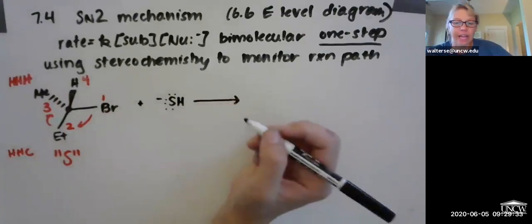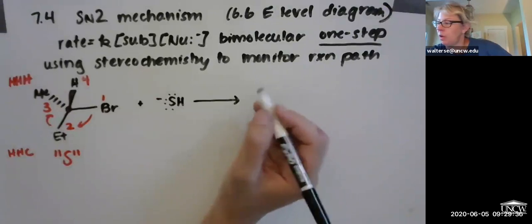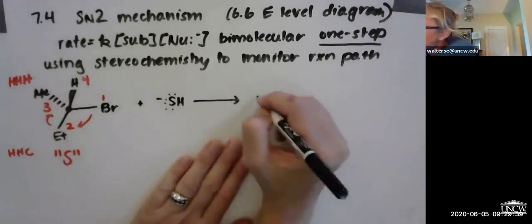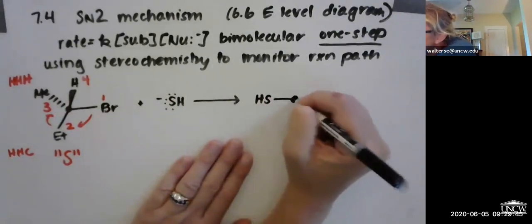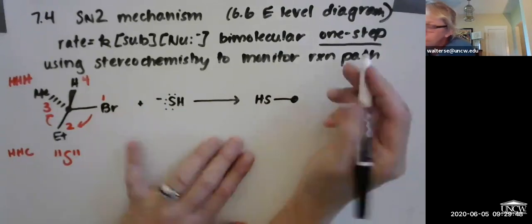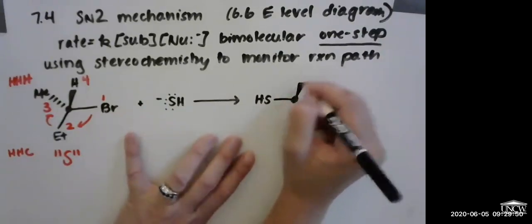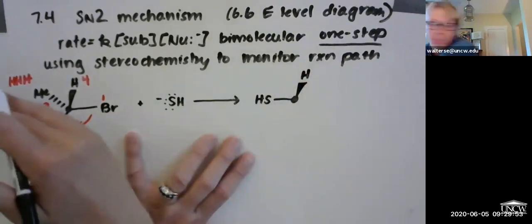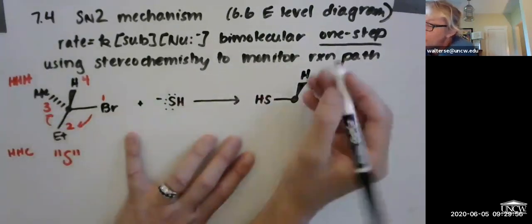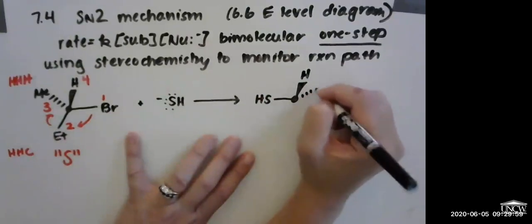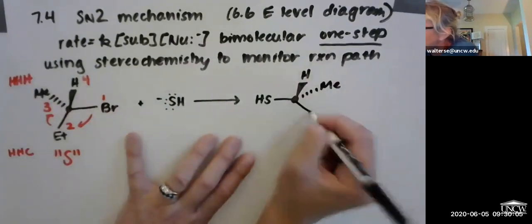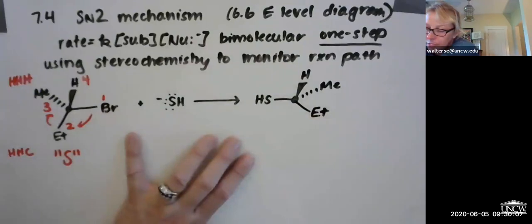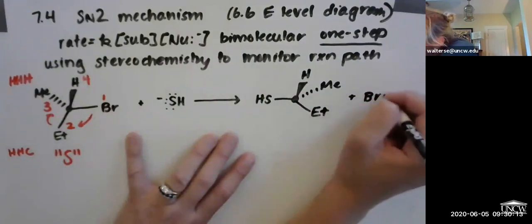And when I allow the reaction to proceed, the product that you see and measure and study looks like this. So you have your SH group, your hydrogen group has been pushed forward, your methyl group has been pushed from the left side of the molecule to the right, as well as the ethyl. And then the bromide gets thrown out.